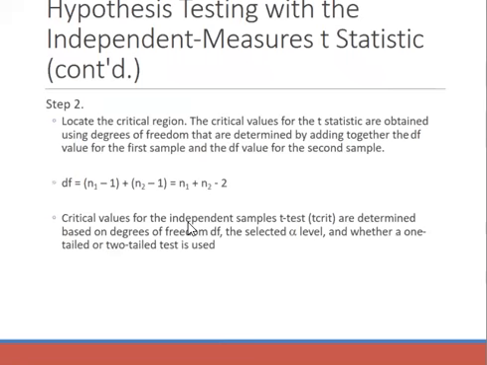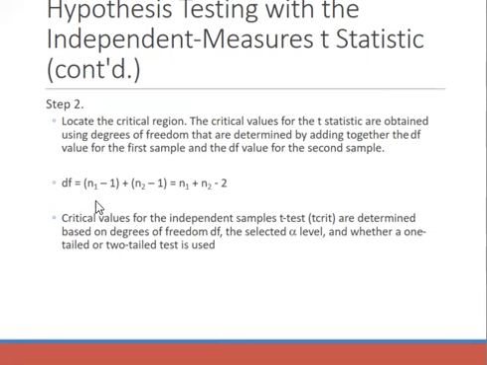Okay, so the next step is locating the critical region. And we're still using our t-table from Appendix B2 to figure out where the critical region is. The big difference here is that we have 2 samples, so we need to calculate our degrees of freedom. So instead of just having n minus 1 as our degree of freedom, we actually have 2 different samples.